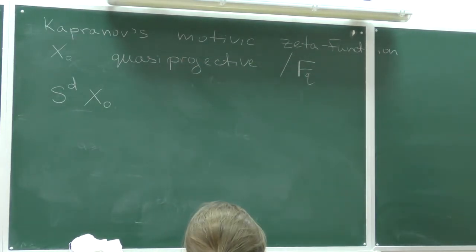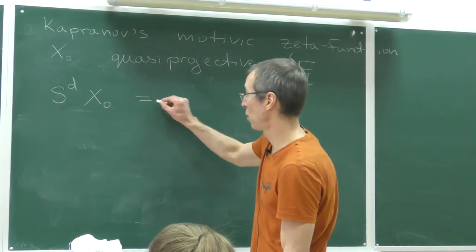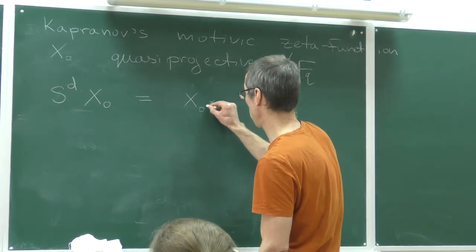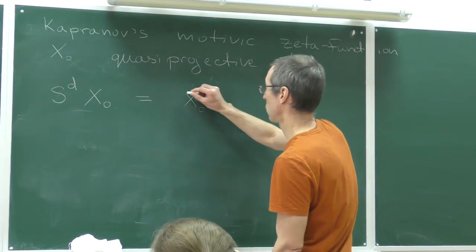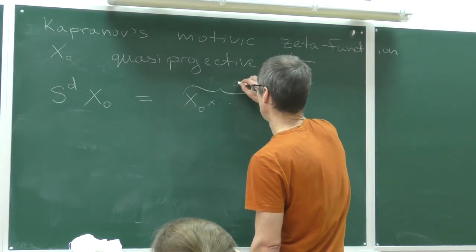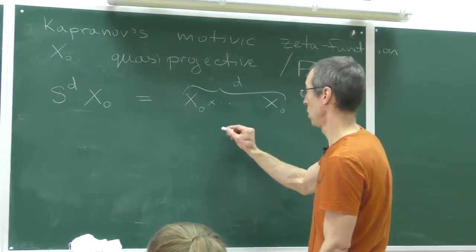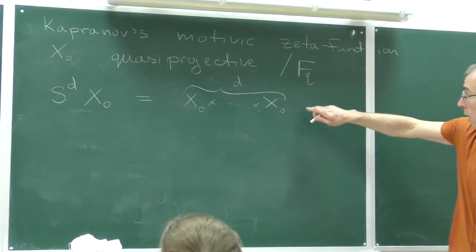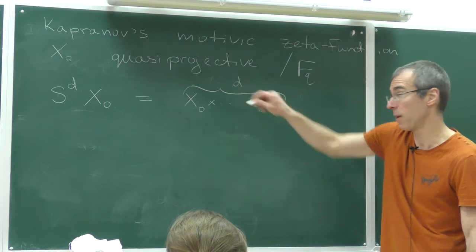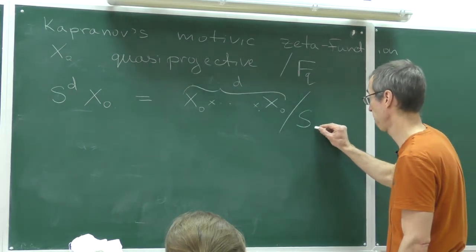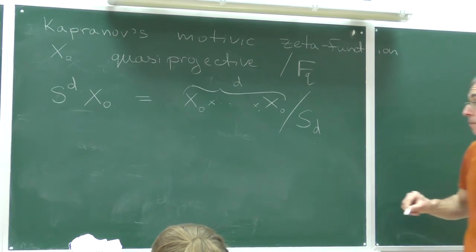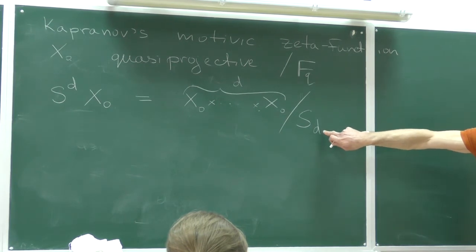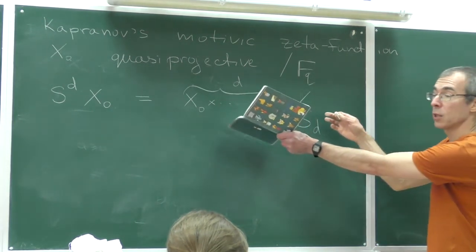So what is the symmetric power of X0? Well, this is just the Cartesian power, right? So you take d copies. So I look at this product, and I have an action of the symmetric group that permutes the factors, and I want to take the quotient by the symmetric group. So what this expression stands for is what's called the categorical quotient.